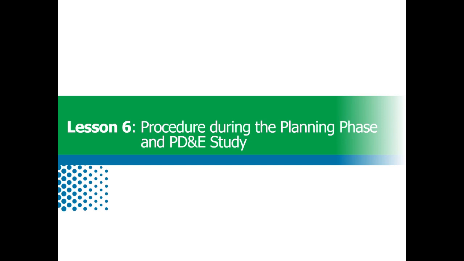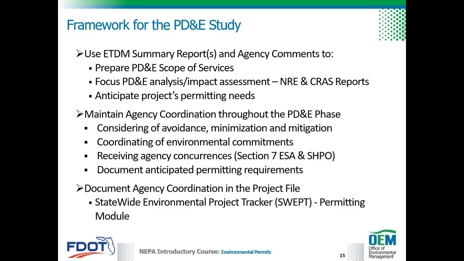Lesson 6 focuses on the procedures that occur during the planning phase and PD&E study. The ETDM summary reports and the ETAT input from the permitting and resource agencies should be used to prepare the framework for developing the PD&E scope of services, focus PD&E analysis, and anticipate projects' permitting needs.